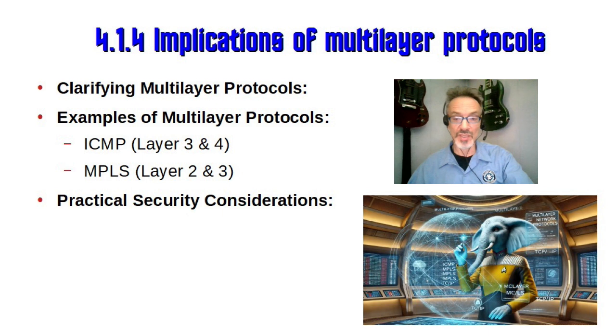4.1.4 Implications of multi-layer protocols. Some protocols do not fit neatly into one layer, and especially I like to think of ICMP, which is usually considered a network layer protocol, but it has a data field. So many people use it in ways it shouldn't be used. MPLS, multi-protocol label switching, also is associated with multiple layers. So what's important is how protocols that cross multiple layers interact with your security controls. Now this can enhance, but it could also create gaps if you're not paying attention.